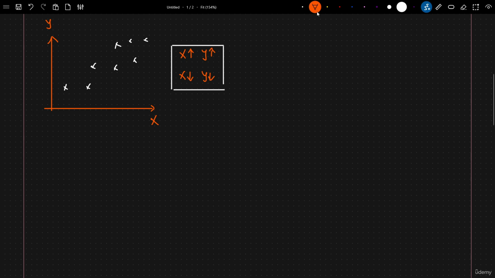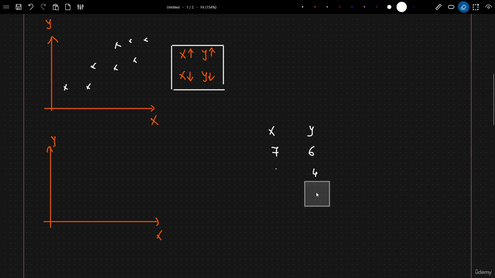Let's draw the other pattern, which is possible with respect to this x and y random variable. Let's say I have x and y. This time, let's take one example. Let's say I have my x and y over here. I'll say this is 7, y is 6. Let's say this is 5, this is 4. This is 3, this is 2. This is 1, this is 0.